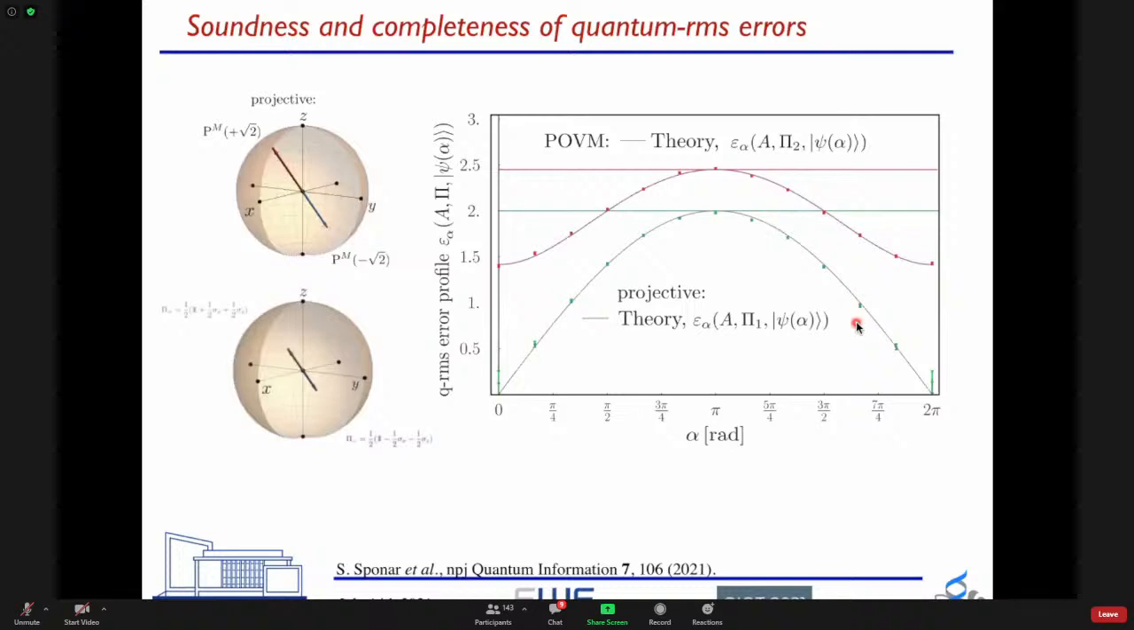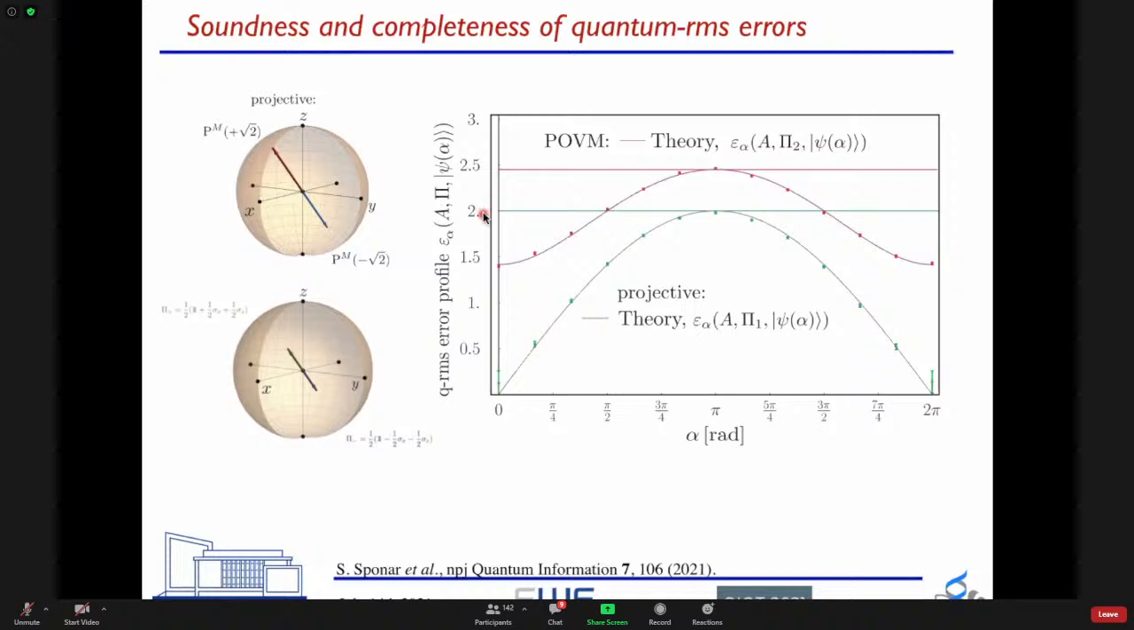So what this tells us is the error of a measurement is not only defined by the observable itself, it is defined by the POVM, by the actual measurement operators, which is indicated here. So the error depends on the POVM. If you decompose the measurement into projectors, you have a projective measurement, a sharp measurement, which gives you a smaller error compared to a general measurement, namely a POVM measurement, which gives you a higher error.